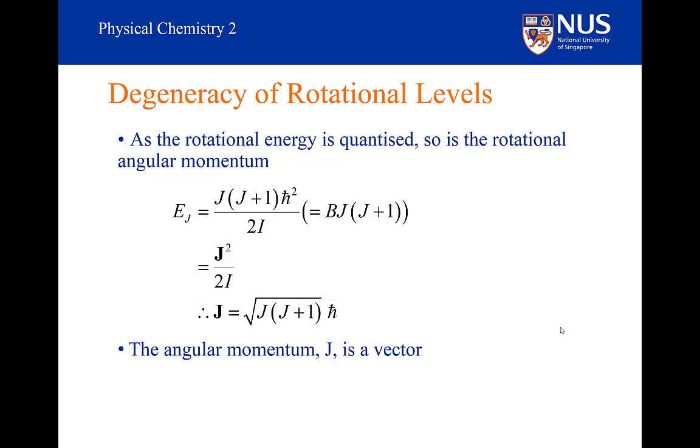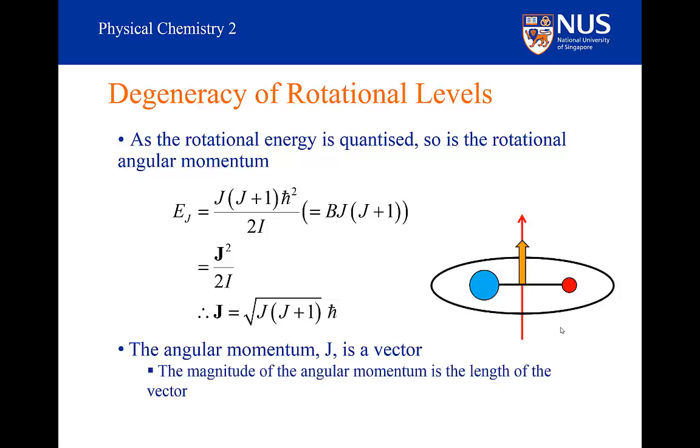Now that I know my energy is equal to J squared over 2I, I can compare this to see that J, my angular momentum, is equal to the square root of J times J plus 1, all times h bar. So this is the magnitude of my vector, but it also has direction.